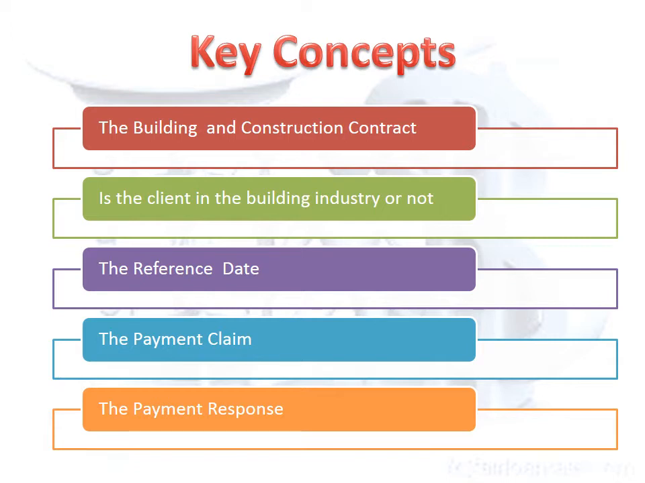The next key concept is the reference date. The reference date is the day you are entitled to send your payment claim for work done. The reference date will either be a date set by the contract, otherwise it will be the date set by the Act, which is the last day of the month in which the work for which payment is being claimed was done. You can only claim for work done or goods supplied.